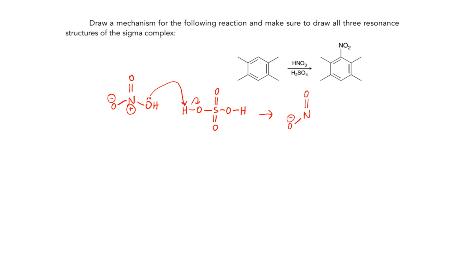Remember, we said earlier that nitric acid is not as acidic as sulfuric acid. So the nitric acid is therefore going to behave as a base towards sulfuric acid, generate water. And now the lone pair on this oxygen is going to come back down, kick off the water, and you now form your nitronium ion, super electrophilic.